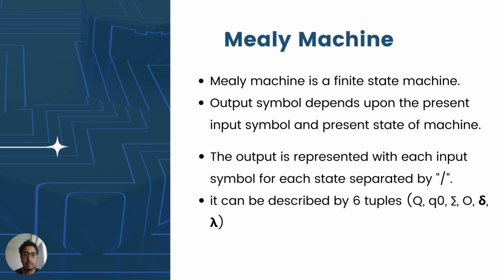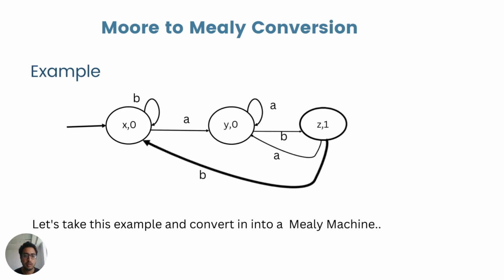So what is a Mealy machine? A Mealy machine is a finite state machine whose output symbols depend upon the present input symbol and the present state of the machine. The output is represented with each input symbol for each state, separated by a slash, and it is also described by six tuples, which are the same in Mealy and Moore machines. So moving on to the next slide.